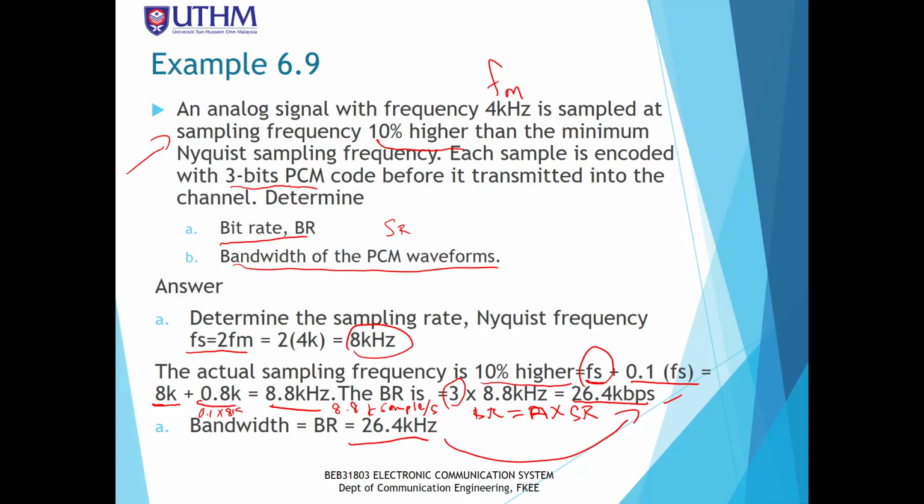Okay, so if we want to transmit at a higher rate, remember that we need more bandwidth. Remember that bandwidth and bit rate are correlated to each other. They are directly proportional to each other. Bandwidth is proportional to the bit rate. The higher the bit rate, the higher the bandwidth that we need.